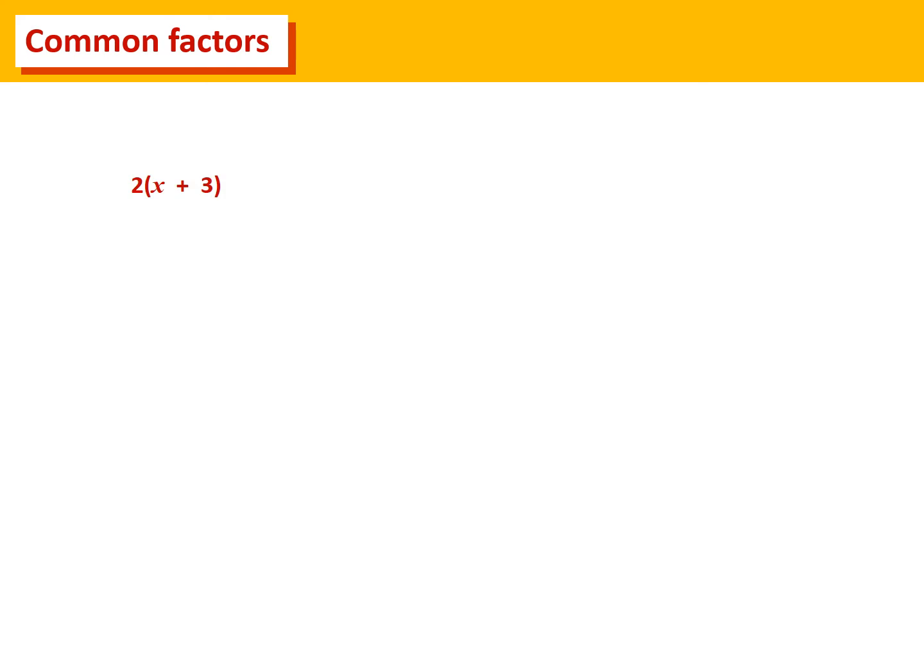Two brackets x plus 3 means 2 times everything in the bracket. So it's 2 times x, which is 2x, and then plus, because there's a plus in the bracket, 2 times 3, which is 6. And when we multiply out a bracket, that's called expanding the bracket.